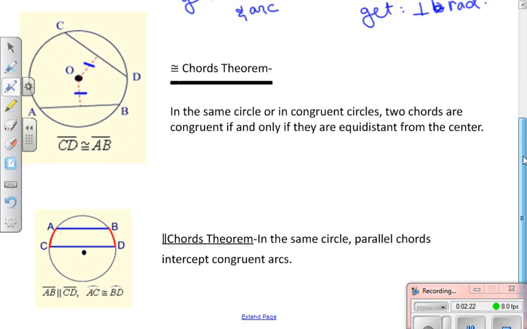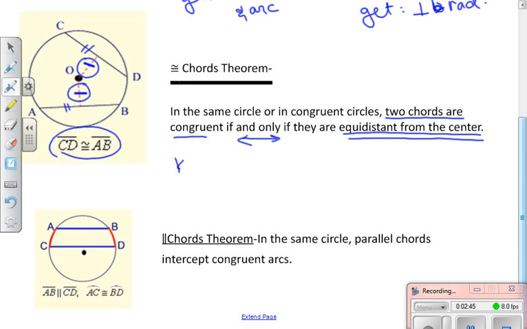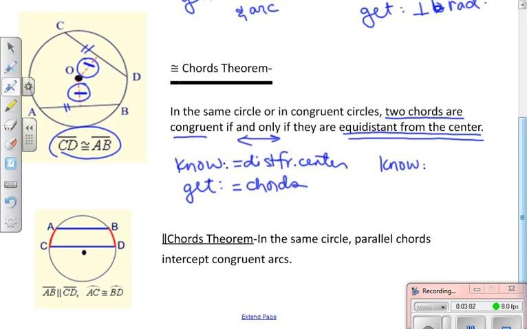If we talk about the congruent chord theorem, it says in the same circle or in congruent circles, two chords are congruent if and only if they are equidistant from the center. That's where this comes in. If they are equidistant from the center, then the chords are congruent. So again, if you know equidistant from center, then you get equal chords.